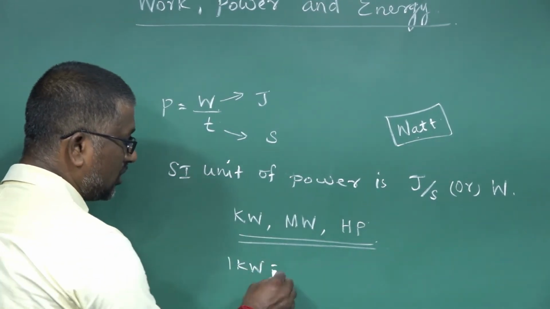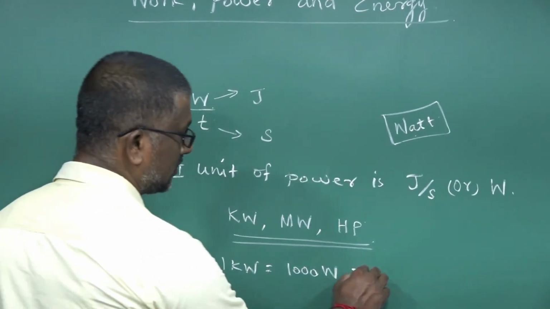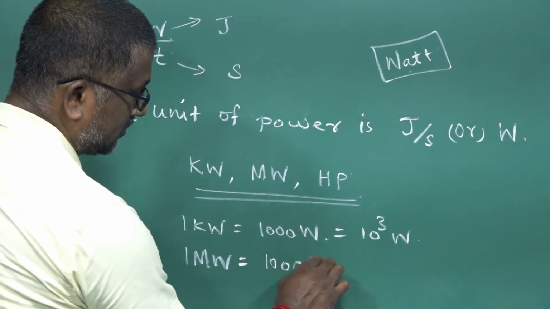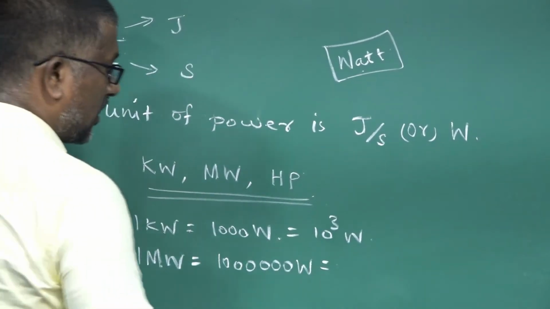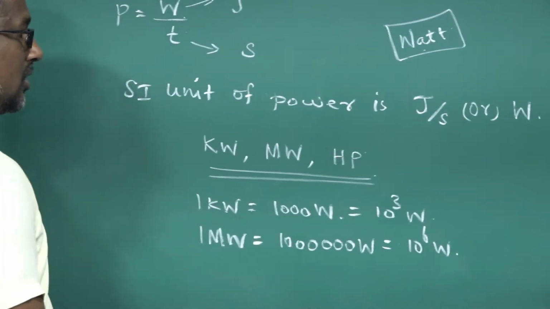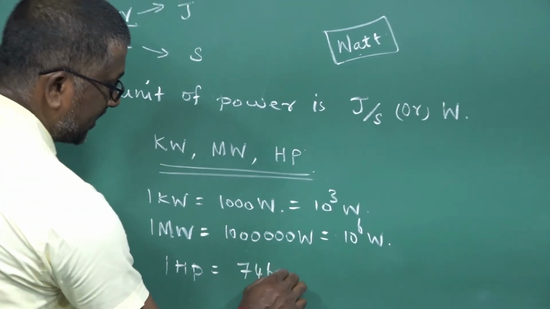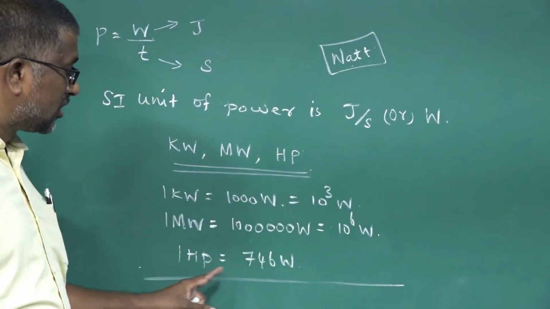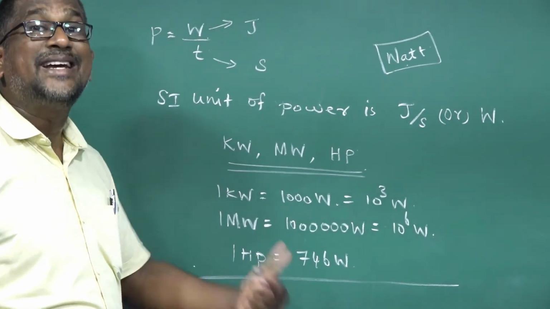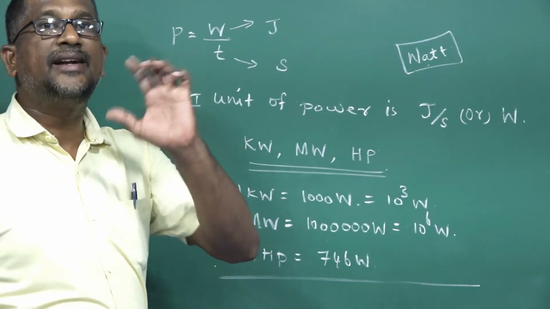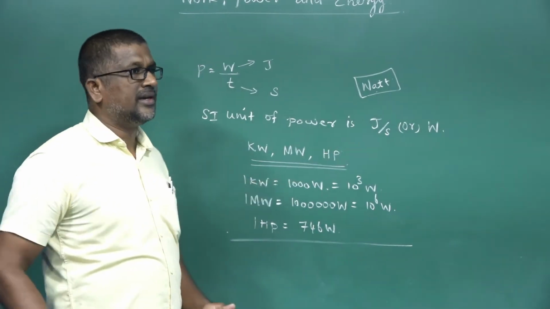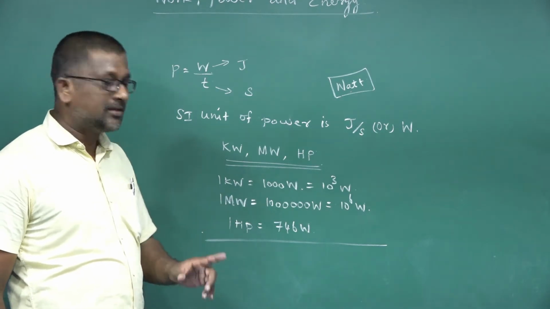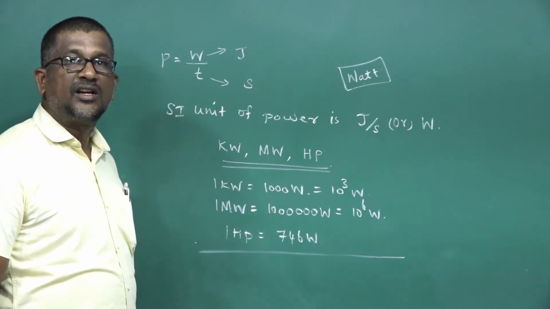1 kilowatt is equal to 1000 watt, or 10 power plus 3 watt. And 1 megawatt is equal to 1 lakh watt, or 10 power plus 6 watt. And 1 horsepower is equal to 746 watt. Horsepower is a practical unit of power. To express greater amounts of power, we can use horsepower. For vehicles, lorry, bus, their power is generally represented by the unit called horsepower. 1 horsepower is equal to 746 watt.